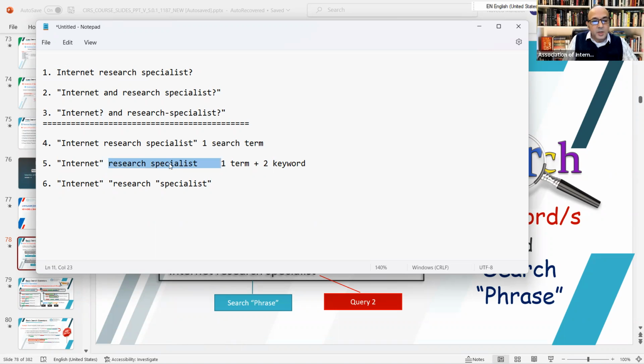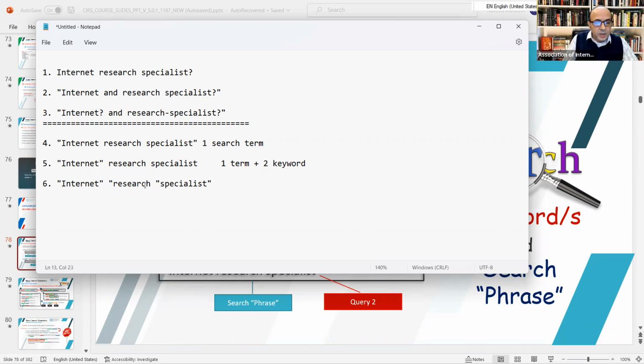Research and specialist can be combined together, or it can be reshuffled as specialist followed by the word research, or the word research might be totally missing, or the word specialist might be missing, but internet will have to be there. So that's how we are going to use the quotation marks in a different way, or its other advantage is to enforce the presence of the word internet in the results.